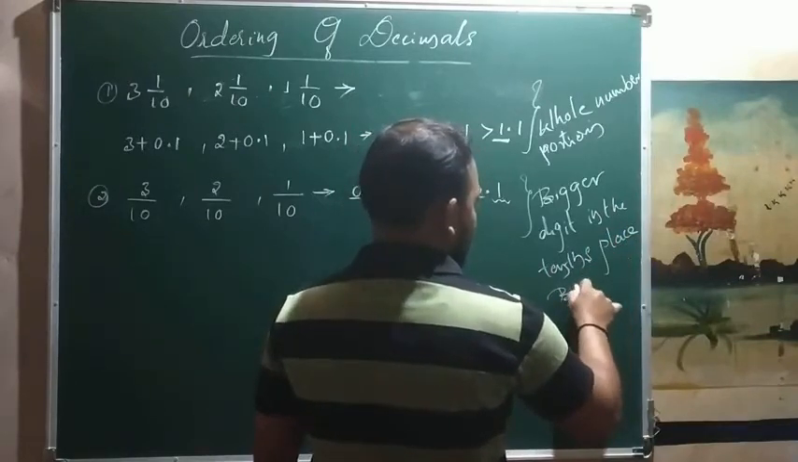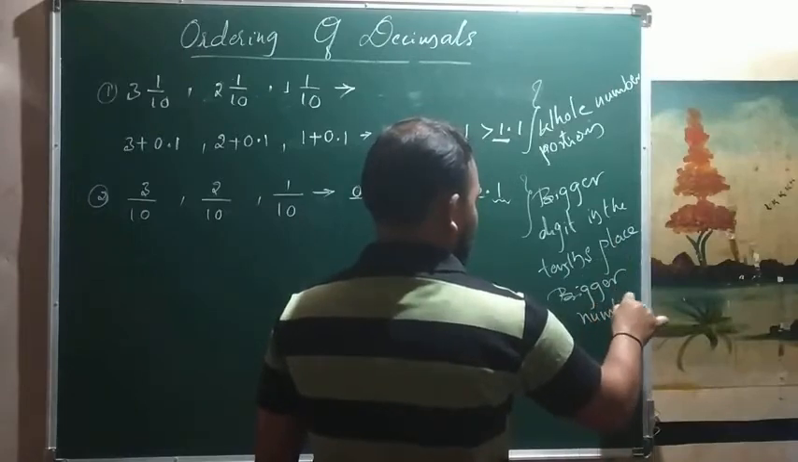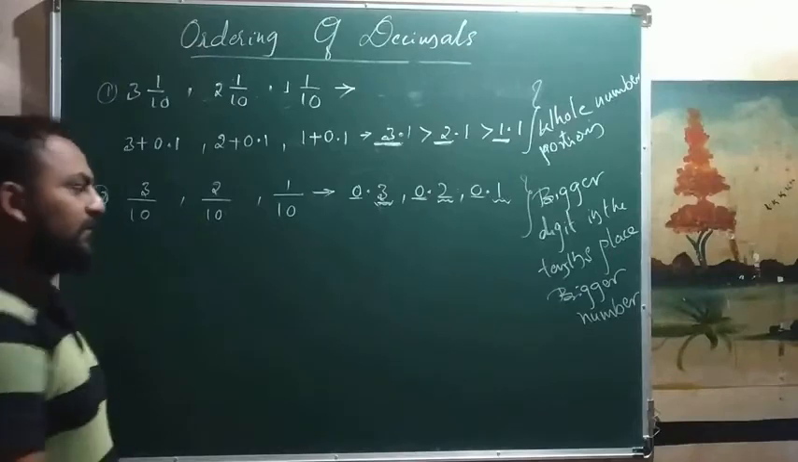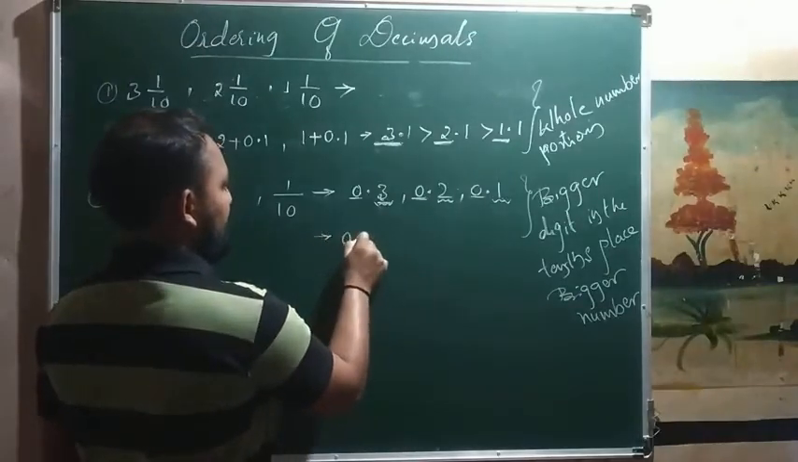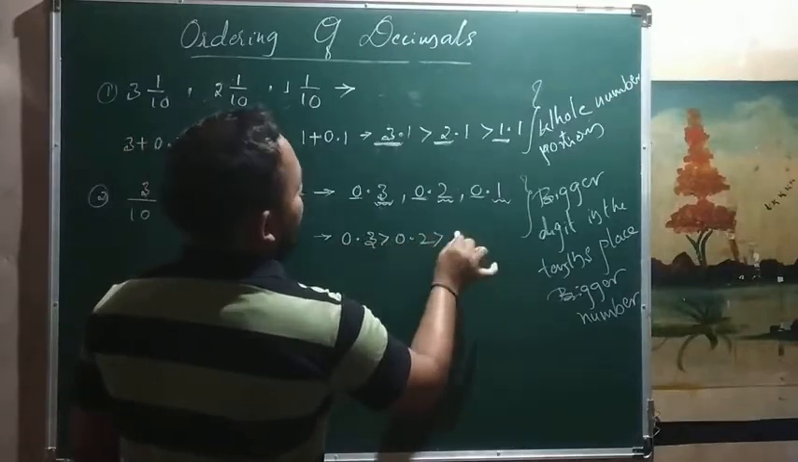The bigger digit in the tens place makes the bigger number. Okay, how greater is it? 0.3 is greater than 0.2, which is greater than 0.1.